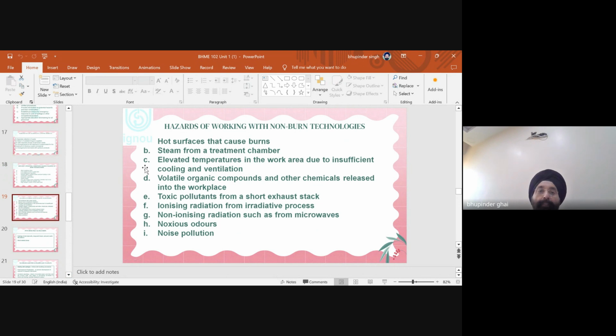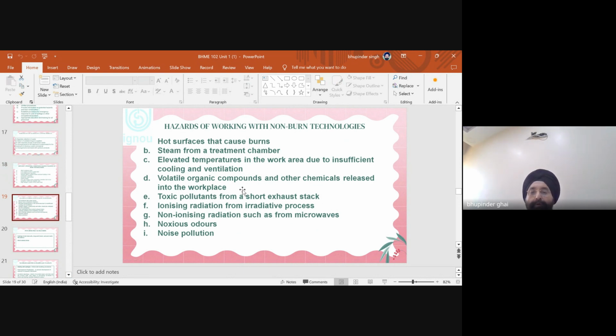So a person can get a scald or burn from the hot surface. The steam which is produced in the chamber may also cause damage or burn to the healthcare worker. Because of the high steam, the atmospheric temperature where the autoclave is placed will be more, which will cause heat stress or heat strain.